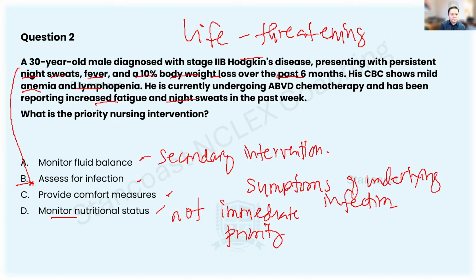Okay. And recall, guys, that our patient is currently undergoing ABVD chemotherapy. Do you remember about the complication, which is the bone marrow suppression?